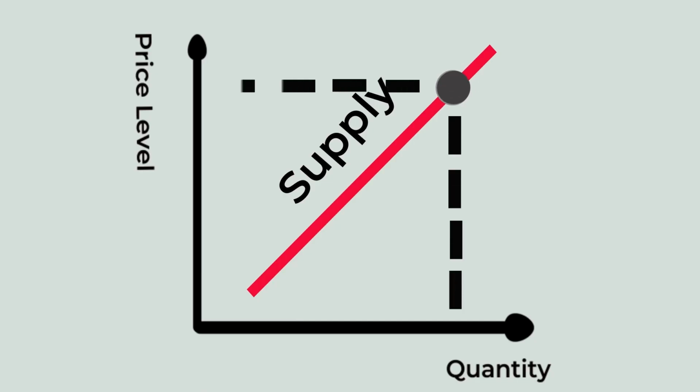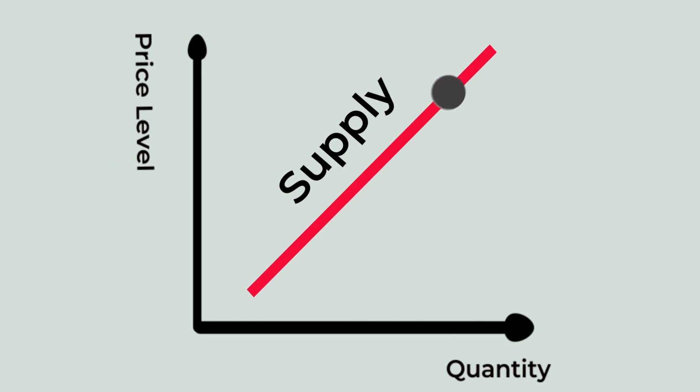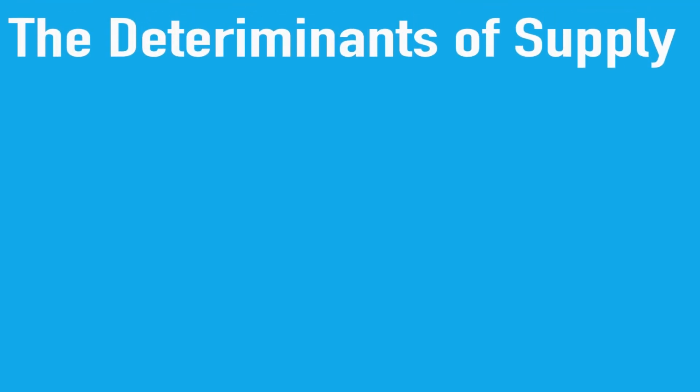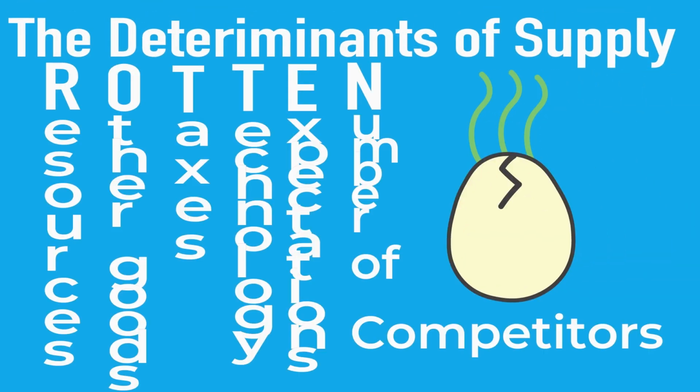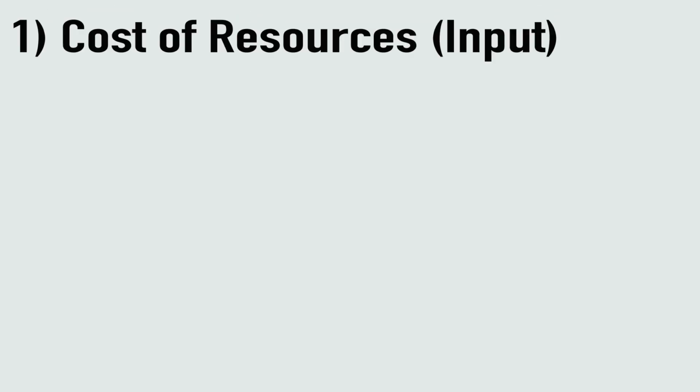We can see that on the supply curve, at higher price levels, there is a higher quantity of a good supplied, and when we move down towards the lower price levels, then there is less supplied. Just like with demand, there are a few classifications that affect the supply of a good. The determinants of supply, which you can remember through ROTTEN.